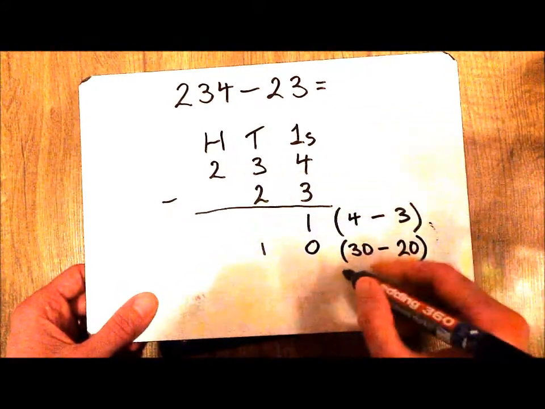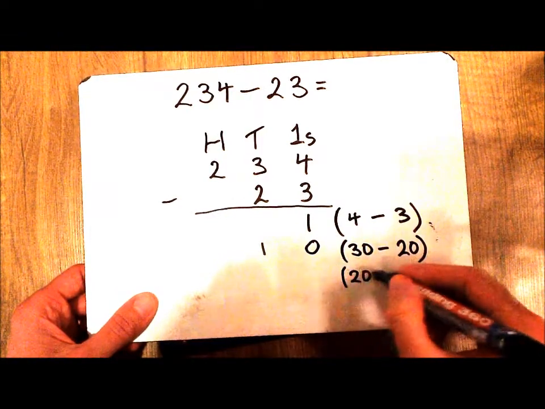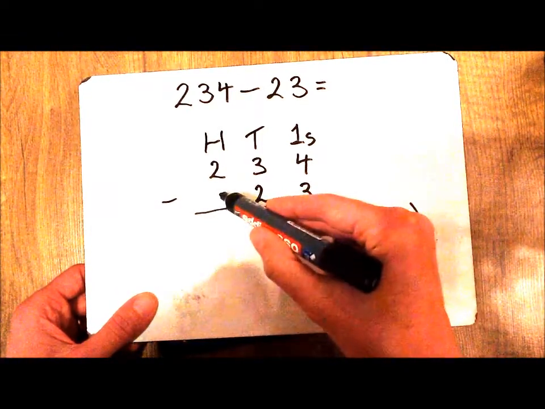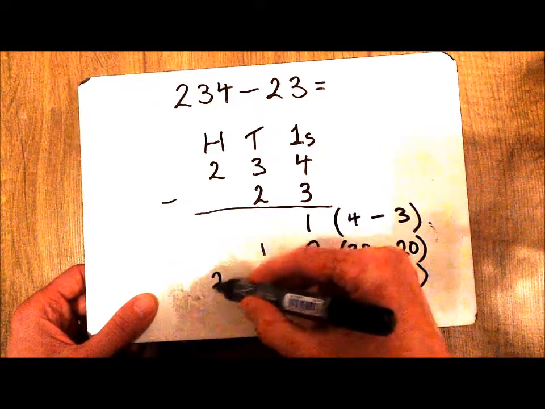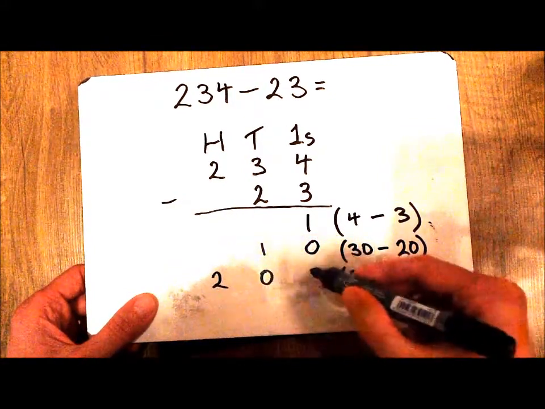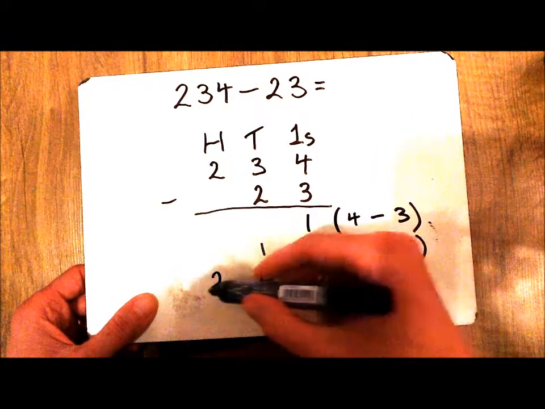Then I'm going to go into my hundreds column. So I've got 200, subtracting from that, no hundreds. So my answer goes in the same row using my place value headings.